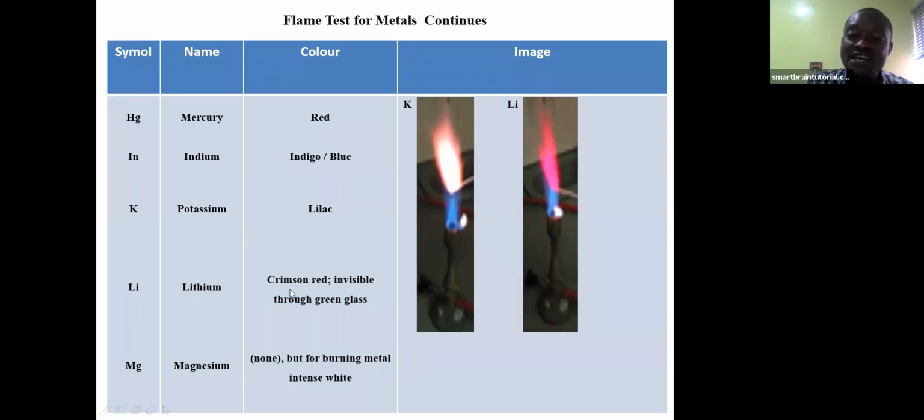Now, in the picture here, we have 2 examples of potassium being tested. It gives a lilac flame, very bright. Then we have lithium here. Lithium, we say, is crimson red. You can see it displaying a particular kind of red that looks like pink or sort of. It is referred to as crimson red.